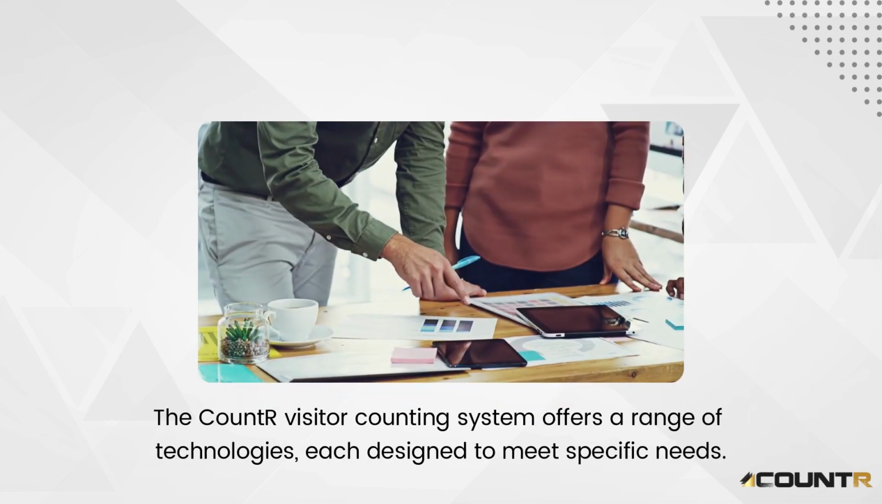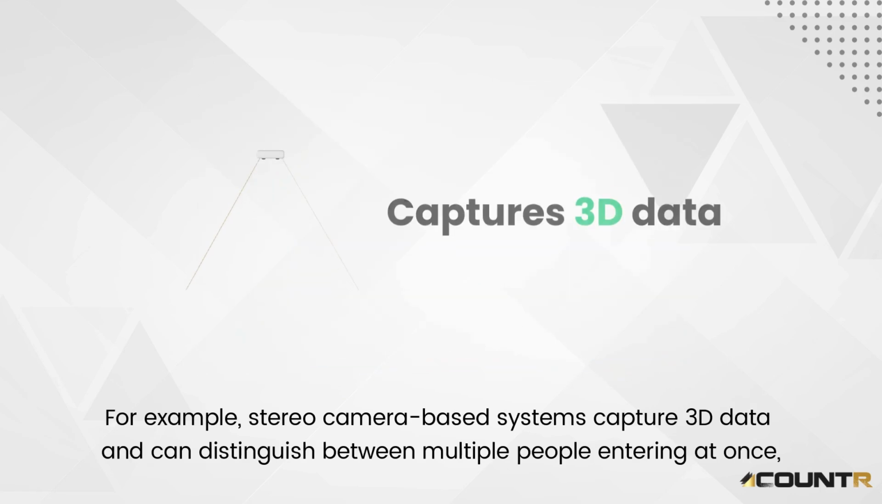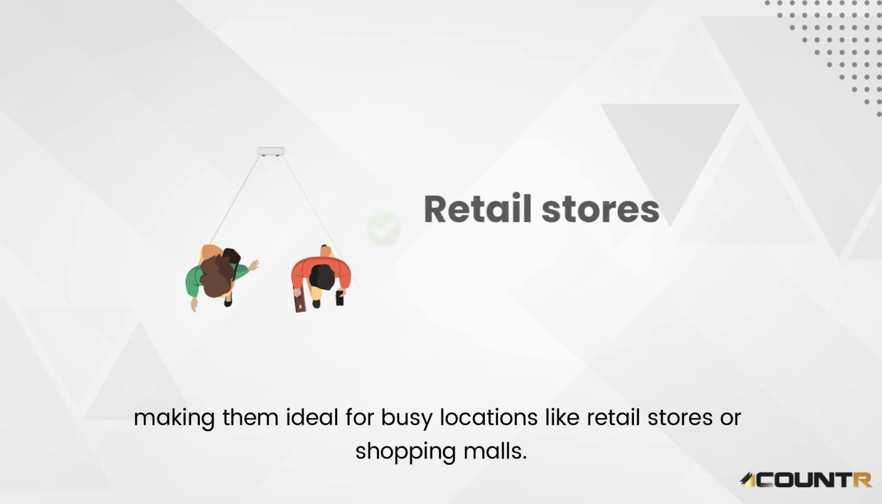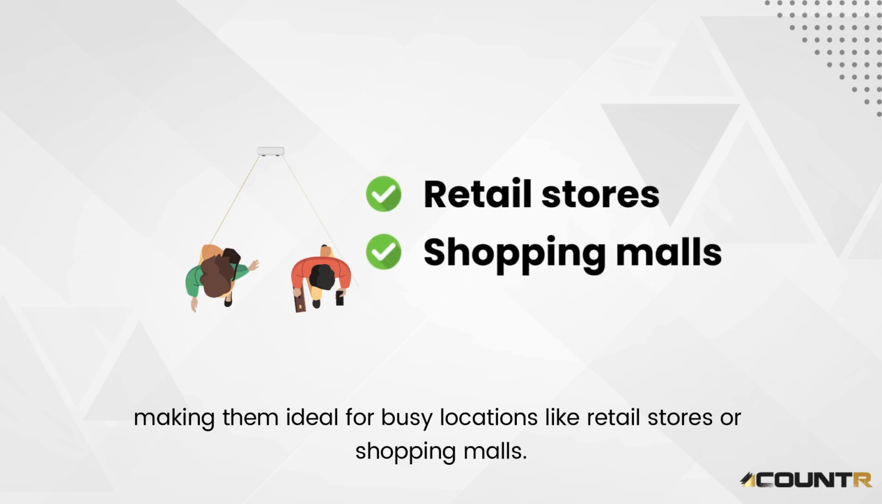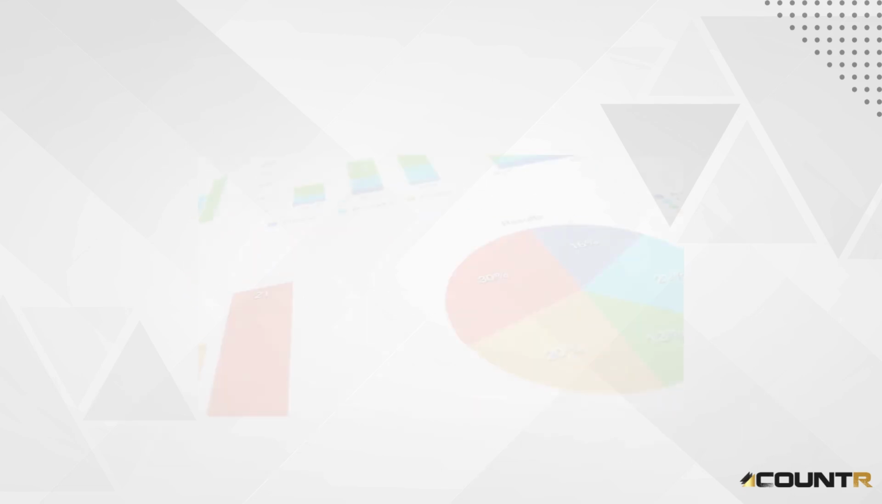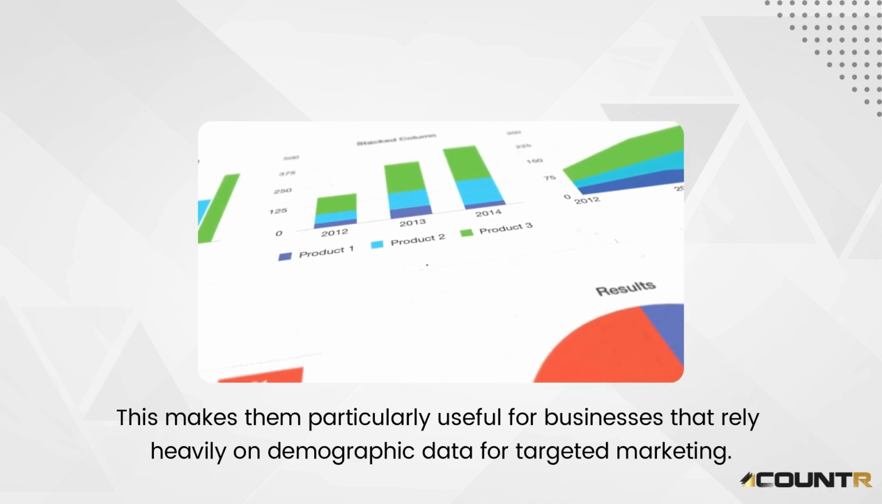The CountR visitor counting system offers a range of technologies, each designed to meet specific needs. For example, stereo camera-based systems capture 3D data and can distinguish between multiple people entering at once, making them ideal for busy locations like retail stores or shopping malls. On the other hand, IP camera-based systems leverage artificial intelligence to not only count visitors, but also analyze their characteristics, such as age and gender. This makes them particularly useful for businesses that rely heavily on demographic data for targeted marketing.